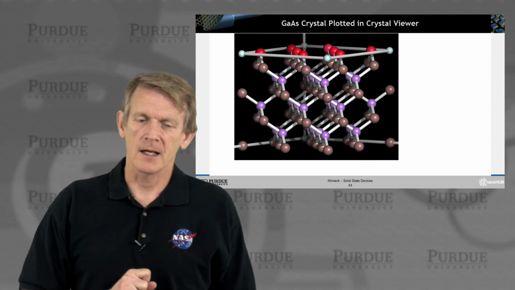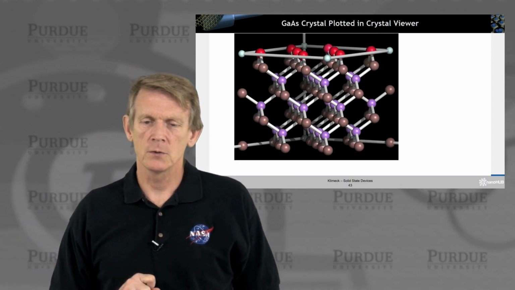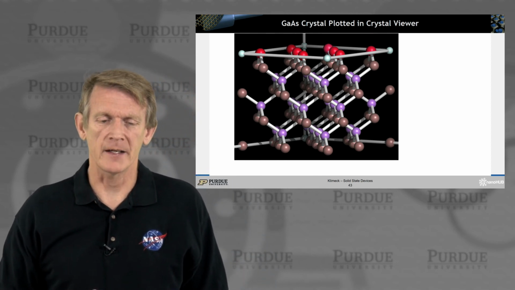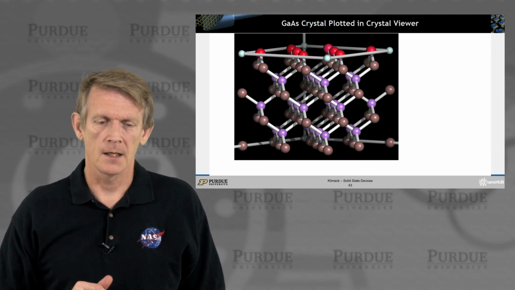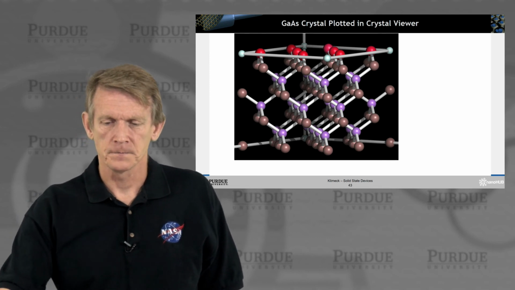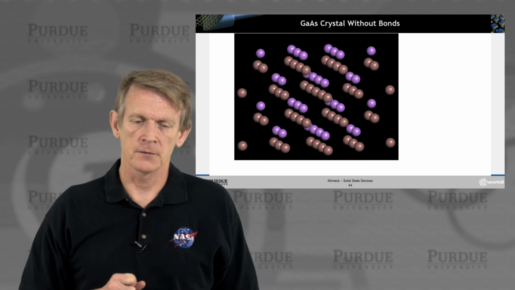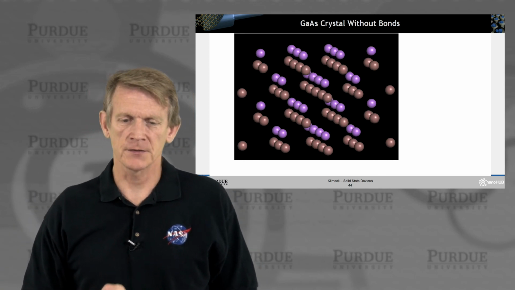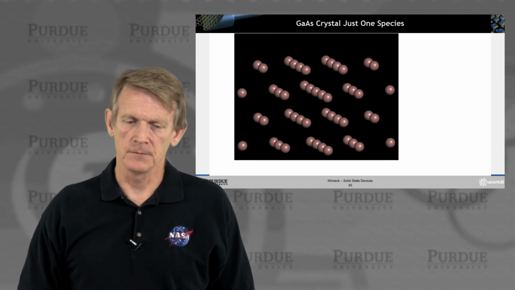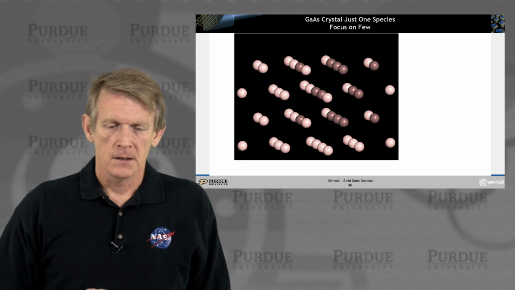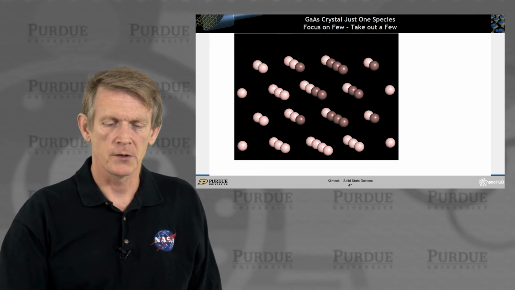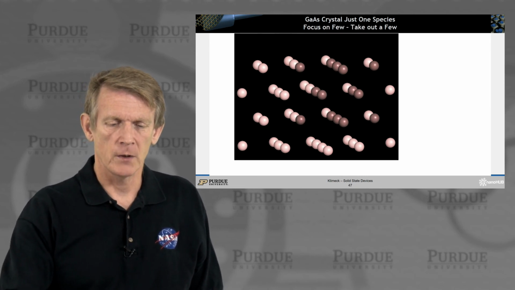And let's look at the gallium arsenide crystal in a different view in Crystal Viewer. That's a nanoHUB tool. I'll invite you to use it. There are a couple of exercises we'll do with this tool. And here in red, you see the atoms that are exposed on the surface. Let's take away the surface atoms and the bonds of this crystal, and let's focus on just one species in this crystal. Let's focus on a few. We keep within the same species, but we'll throw a few atoms away.